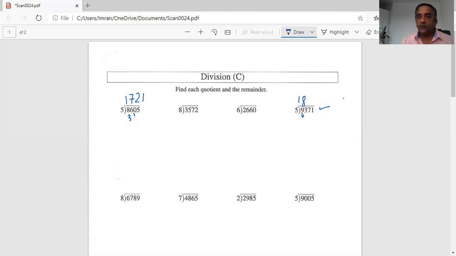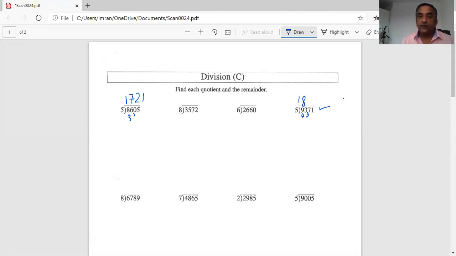5 times 8 is 40. So take away 40 from 43. We get 3. So we write 3 in between 3 and 7. So it's not 7 anymore. It's 37. So how many times 5's timetable can go on 37? Remember, it's 37 now.